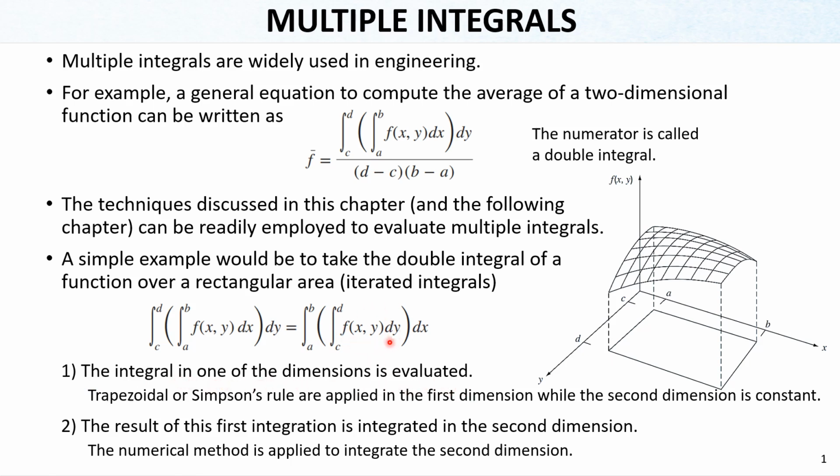Here, for example, with respect to y, first we evaluate the integral. The trapezoidal or Simpson's rule are applied in the first dimension, while the second dimension remains constant. So just use the function for y by using trapezoidal or Simpson's rule, like the numerical integration. Once you have integrated it, then use the first integration result again with the integration with respect to dx, the other dimension. And the numerical method, like trapezoidal or Simpson's, is applied again here to integrate the second dimension.